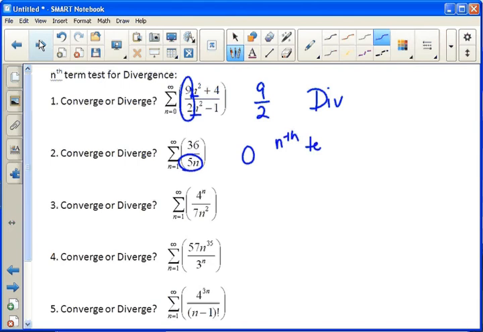Now if you're curious, on the test tomorrow if you had one like this, this is a p-series. Since the 36 and the 5 are just coefficients, that doesn't affect whether you converge or not, but this is n to the first on the bottom, so it would actually diverge by p-series.